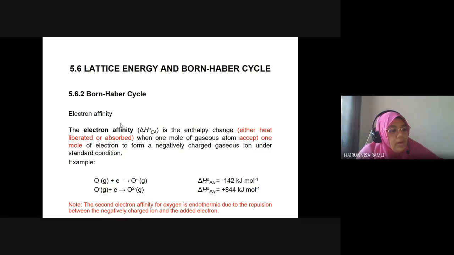Okay. We also have the EA. EA is the reverse of IE. It will accept one mole of electron to get a negatively charged ion. So this oxygen will receive an electron to get O minus. So this is the value of EA.